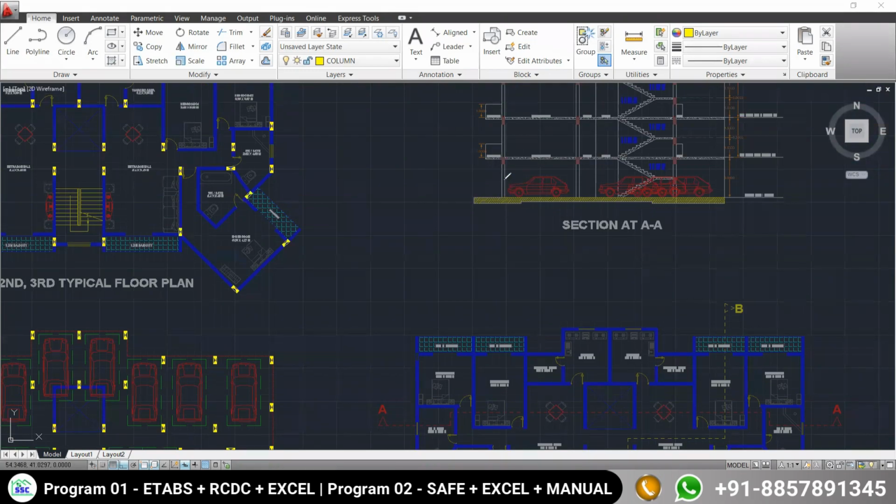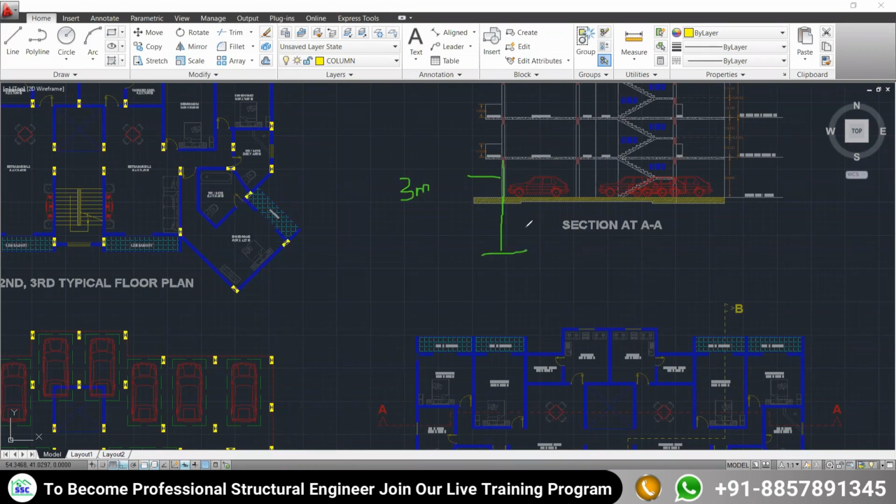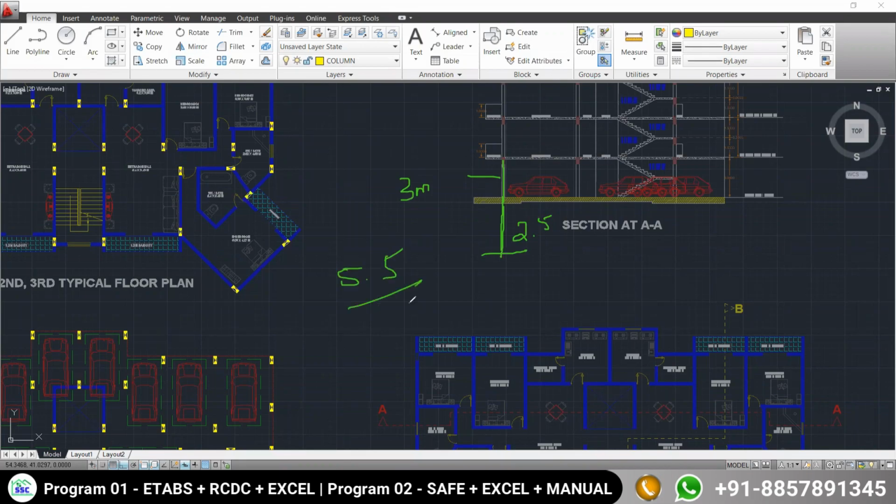If I am taking the column from here to here, suppose it is 3 meter. But we need to go downside also. Suppose the depth of the foundation is 2.5 meter, coming down. So the total height is going to become 5.5. 5.5 is the height of your column.